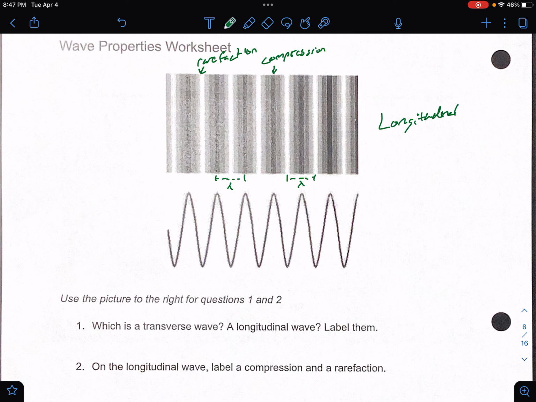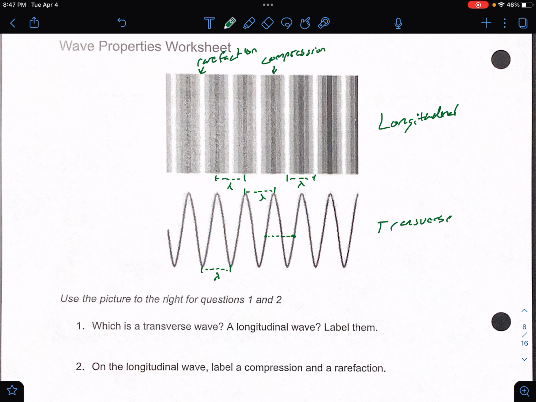Okay, and now this next wave right below it, this is called a transverse wave, which we've already kind of discussed. Okay, so as far as wavelengths go, as long as you start and end in the same spot, you could go from a trough to a trough. Okay, you could go from a crest to a crest. Or you could go from the middle to the next part, as long as you start and end in the same spot.